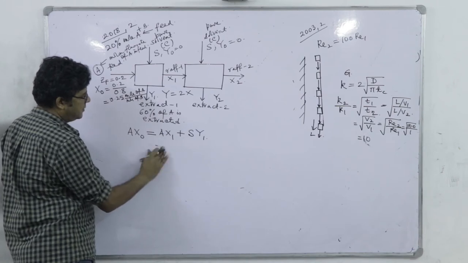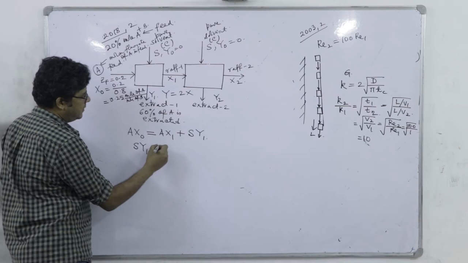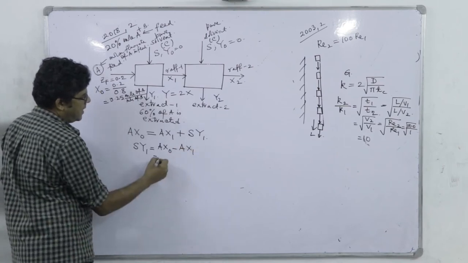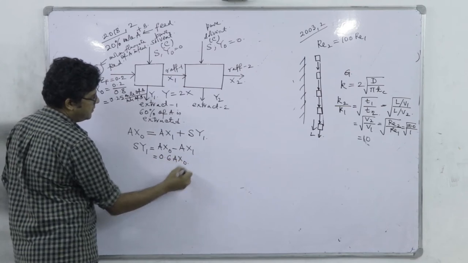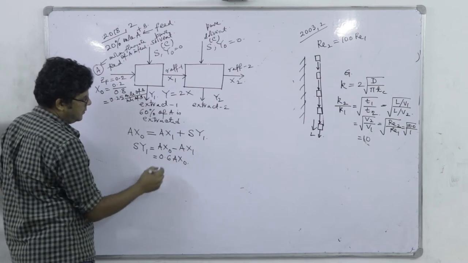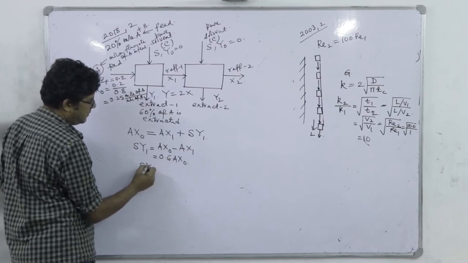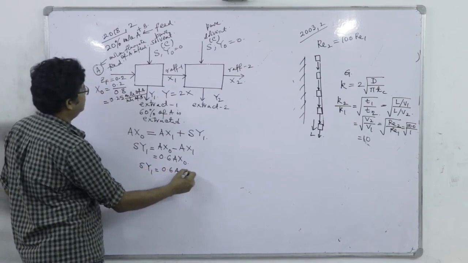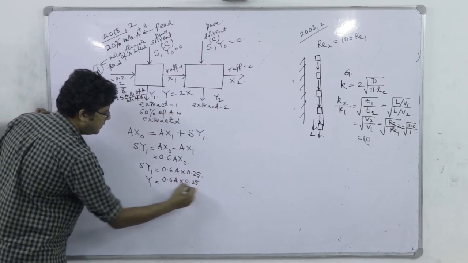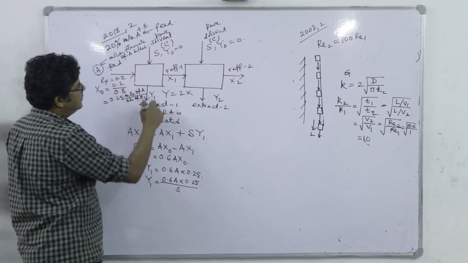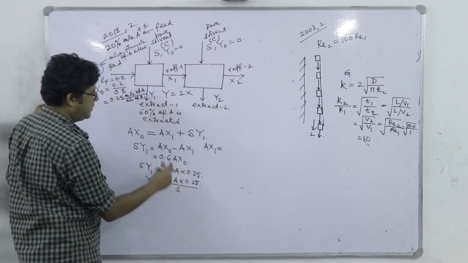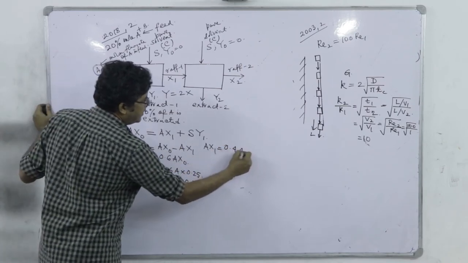How much is extracted? So S into Y1 is equal to AX0 minus AX1. So that is basically 0.6 AX0. So S into Y1 is equal to 0.6 A into X0. X0 is 0.25. So Y1 is equal to 0.6 A into 0.25 divided by S. And 60% of A goes here, so 40% must be going as raffinate. So AX1 is basically 0.4 AX0.